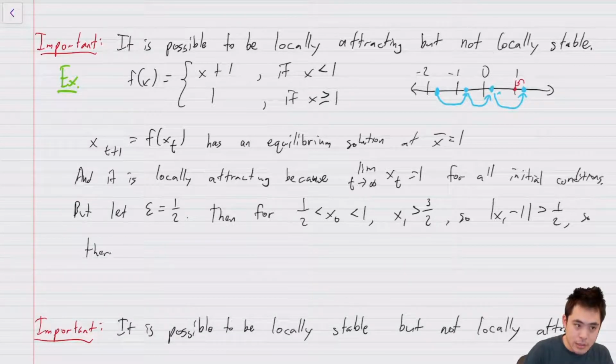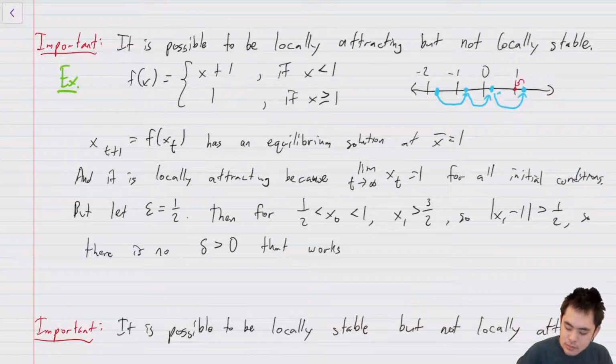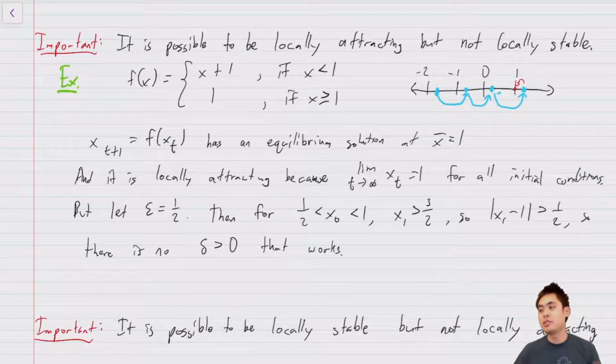So there is no delta greater than 0 that works. It doesn't matter if you start really, really close to 1 on the left side, just smaller than 1, because what's going to happen is you're going to jump. And so for these values of epsilon, because you jump all the way over to the side before you come back to 1, these are not actually locally attracting because they get far away before they come back.